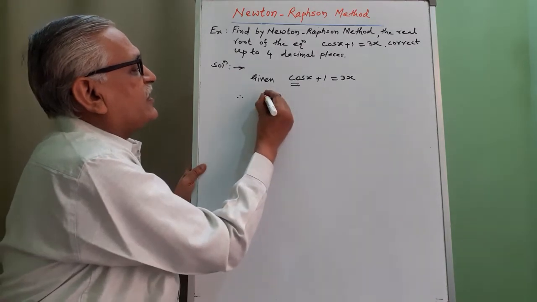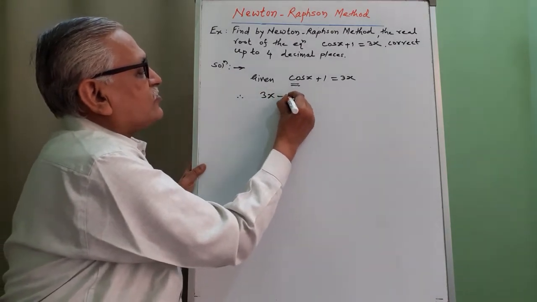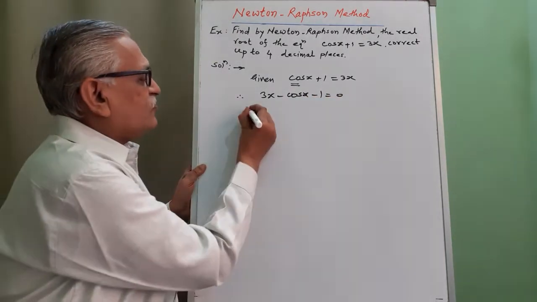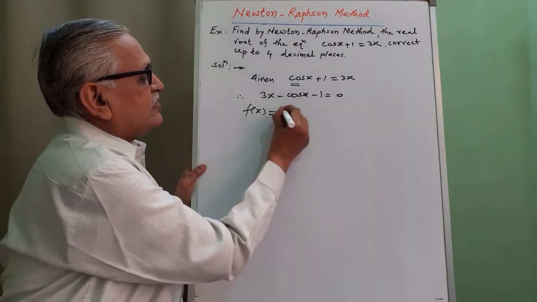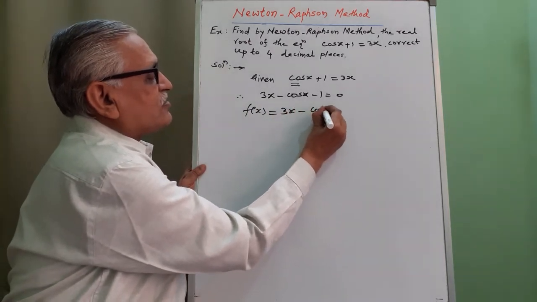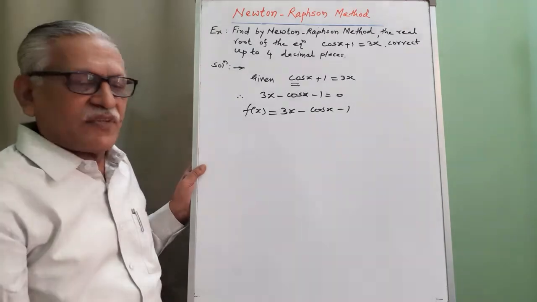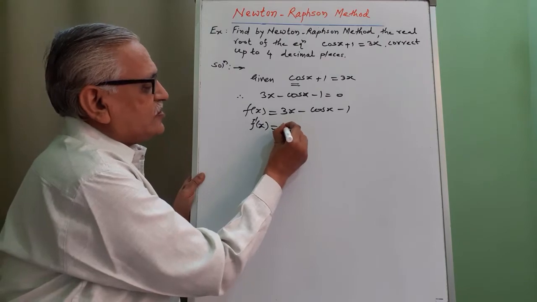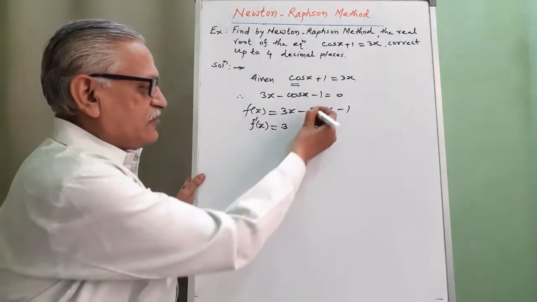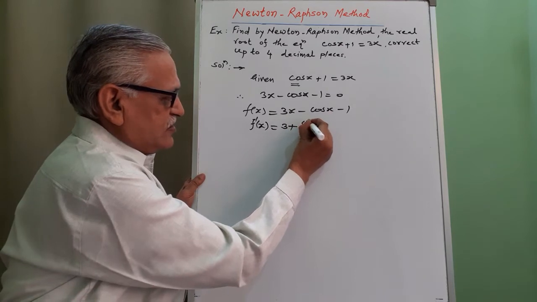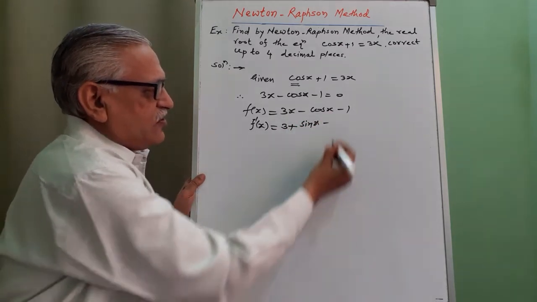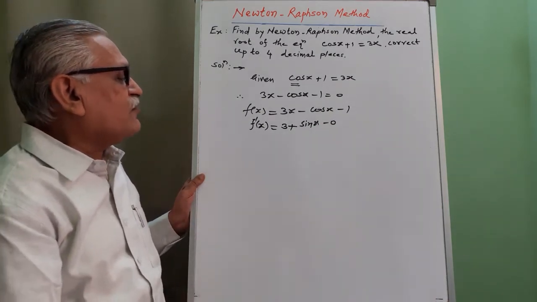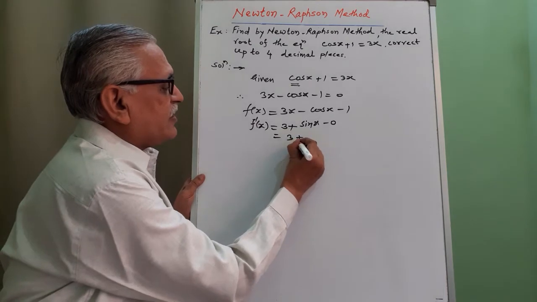Transferring this to the other side, we get the equation as 3x minus cos x minus 1 equal to 0. From this we find f of x as 3x minus cos x minus 1. Then differentiating it with respect to x, we get the derivative of 3x as 3, the differentiation of cos x as minus sine x, and this minus becomes plus sine of x, and the derivative of 1 is 0. Therefore f dash of x is 3 plus sine x.